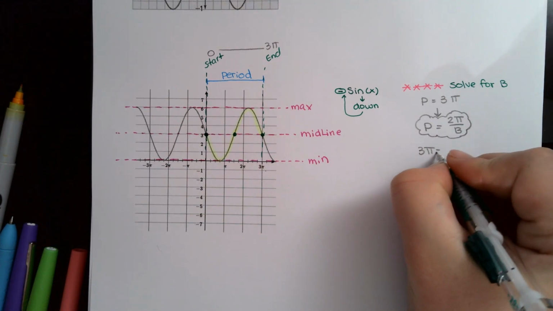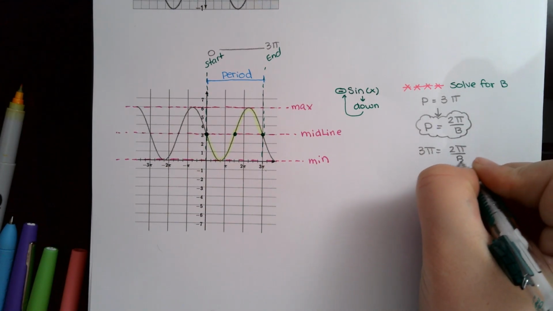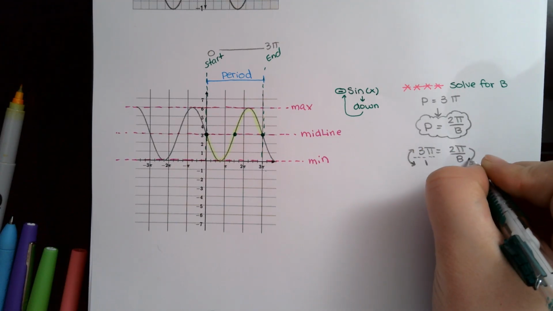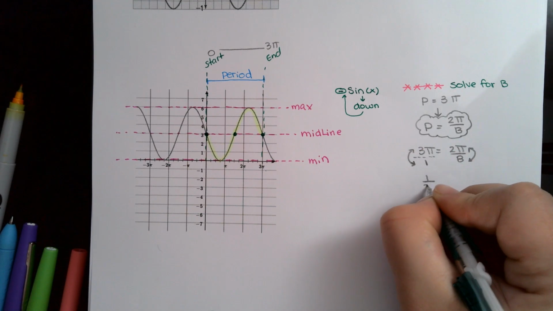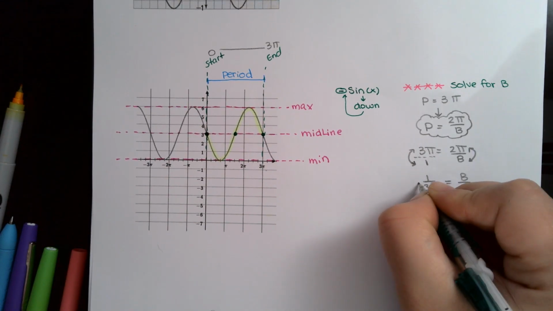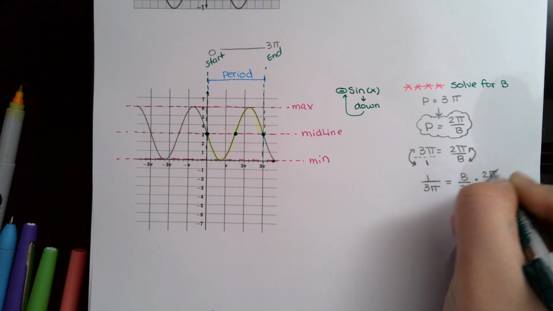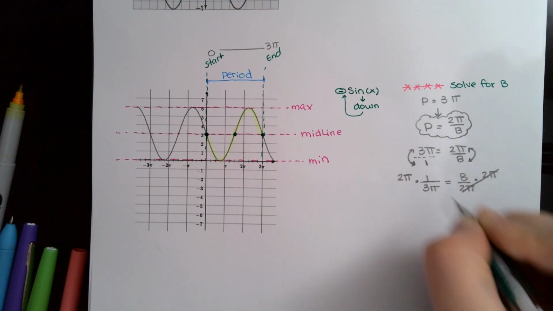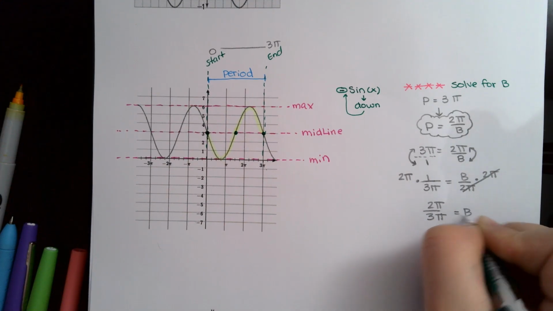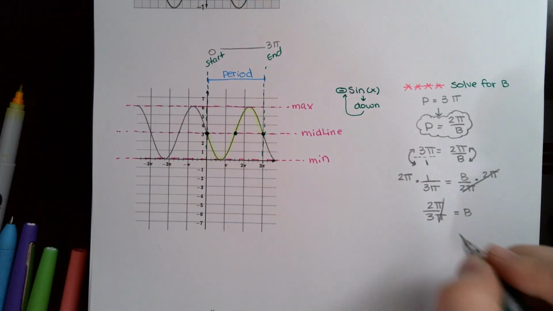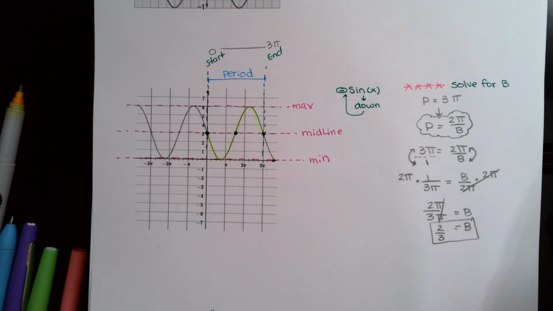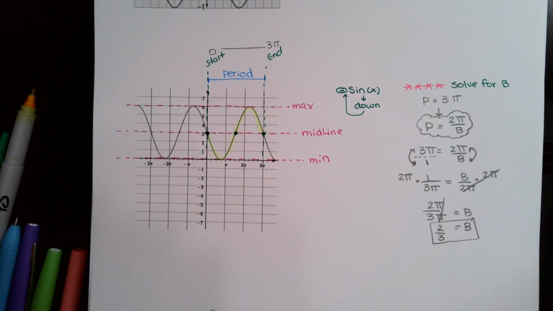This is the formula that we're going to use for writing. So 3 pi is equal to 2 pi over b. I'm going to put a 1 underneath, and we're going to flip both sides. That means I get 1 over 3 pi is equal to b over 2 pi, multiplying by 2 pi on both sides. I get 2 pi over 3 pi. Pi's cancel out. They undo each other, they divide. So b is equal to 2/3. And now we are ready to write our equation.